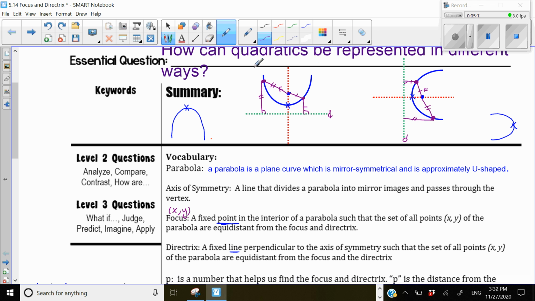So if my parabola is facing upward or downward, then my directrix is going to be a horizontal line. And the equation of a horizontal line is always y equal to something. This c is a constant number, y equal to something. If the parabola is facing to the right or left side, then directrix is a vertical line, and the equation is going to be like x equal to something.